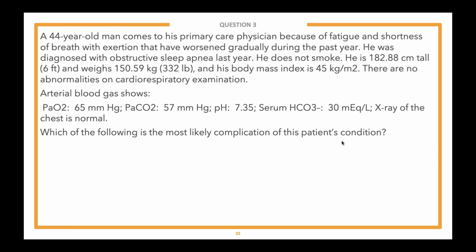All right, I see the responses coming in. So let's go ahead and take a look at that vignette.